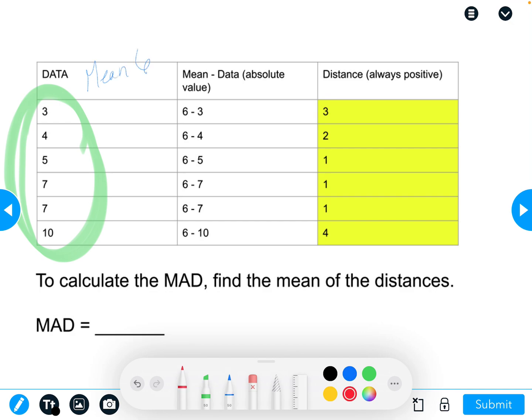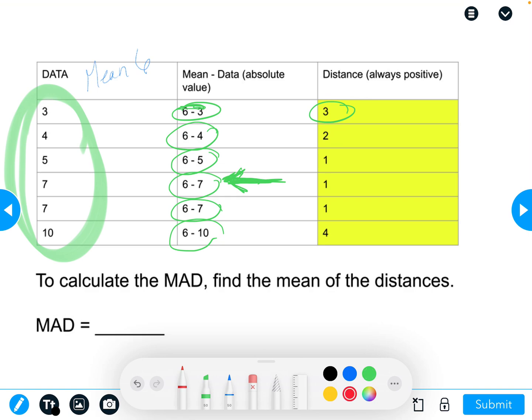The second step, in the second column, is to figure out how far away the mean is from the data, and we can do that by subtracting. 6 minus 3 gives us a distance of 3, and we're going to continue to subtract the mean minus the data to get our distances. Now you're going to notice when I get down here to 6 minus 7, the distance would be negative. But distance is never negative, and it's called mean absolute deviation because we're taking the absolute value.